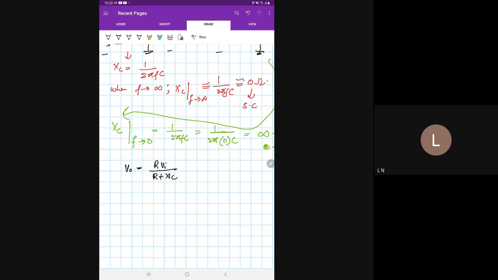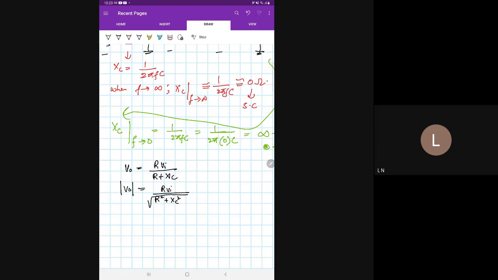Now see, XC is basically an imaginary part there. If we try to find the magnitude of the output, because XC is 1 by j omega C, so you have an imaginary part associated here, then the magnitude of the output will be equal to R times Vi divided by the root of R square plus XC square.